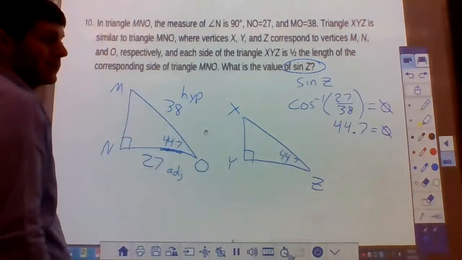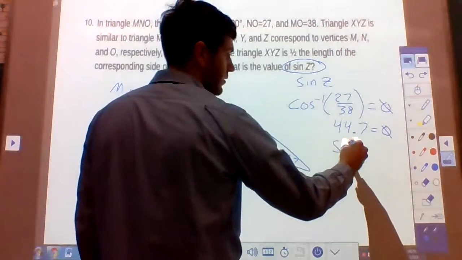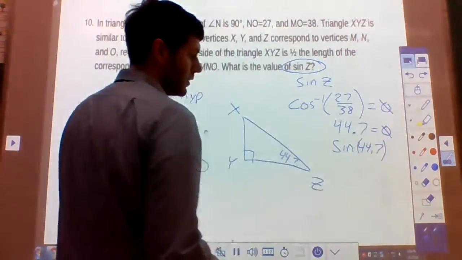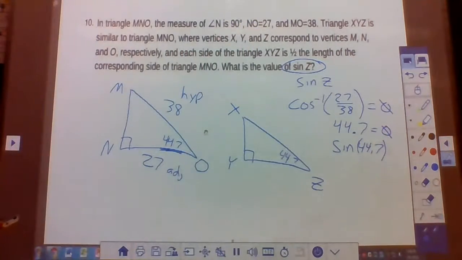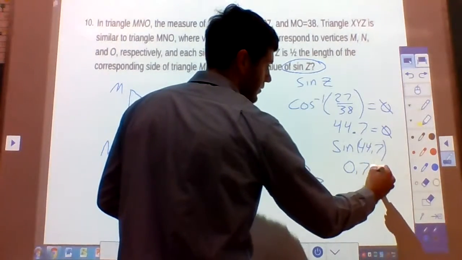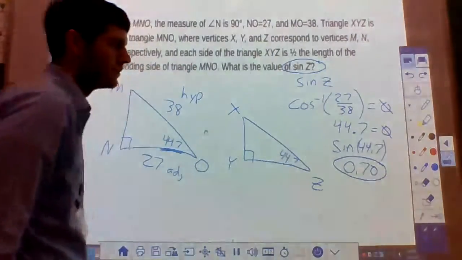So if we want to find the sine of Z, all we're going to do is sine 44.7. We plug that into the calculator, and we get 0.70.